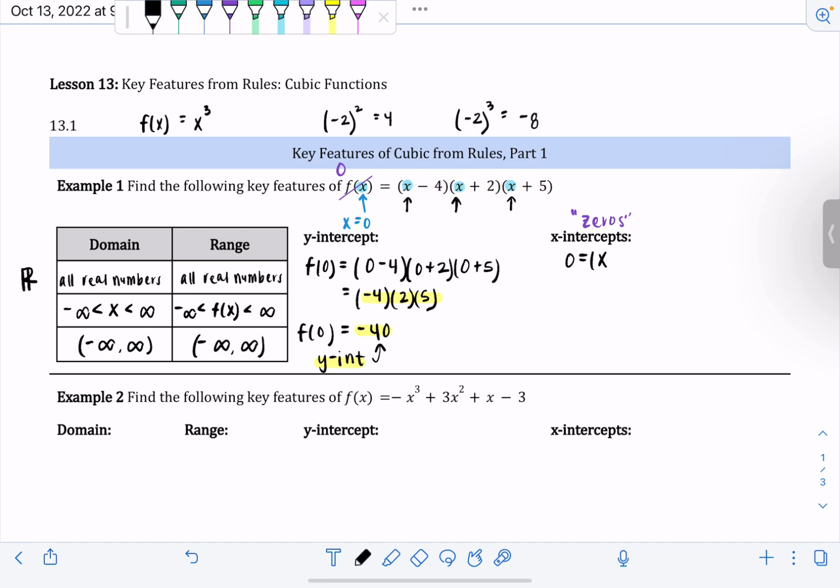So x minus 4, x plus 2, and x plus 5. So this is already in factored form, so the harder work is already done for us. Now we can just set each factor equal to 0.